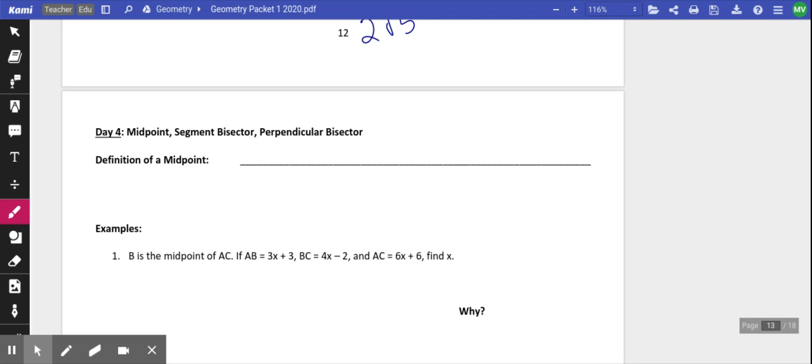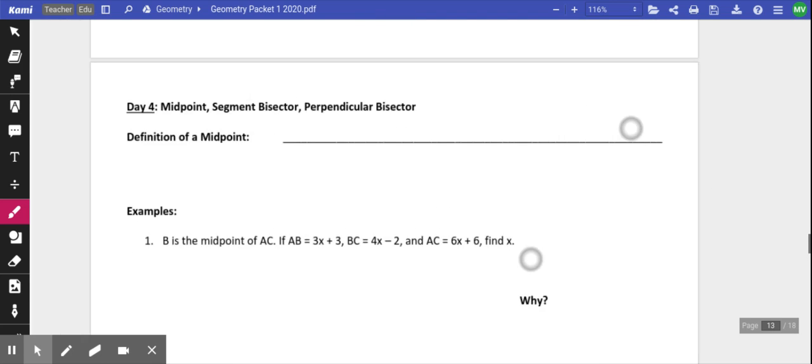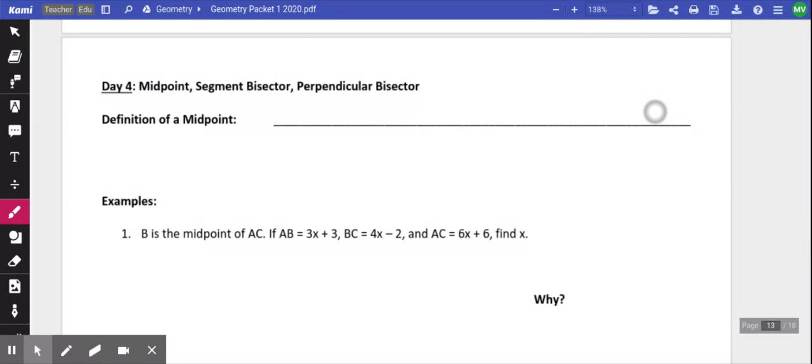Hey everyone. Today's notes, again, I want you to watch the video in Delta Math, take notes on the packet, mark any questions, and bring them to class. And today we're going to talk about midpoint, segment bisector, and perpendicular bisector. Please remember through the videos you can pause, rewind, and rewatch as often as necessary.